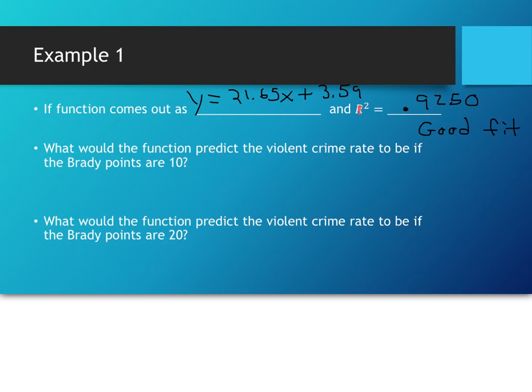And then if you get a line, you have your calculator do the grunt work of it. Then you can ask questions like we did before. For instance, where would the violent crime rate be if the Brady points were 10? Where would the violent crime rate be if the Brady points were 20? So why don't you push pause and use the function that we got to predict these things.